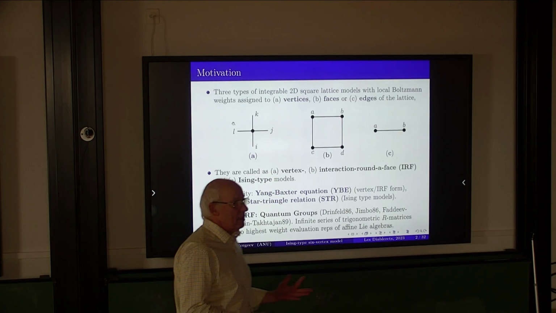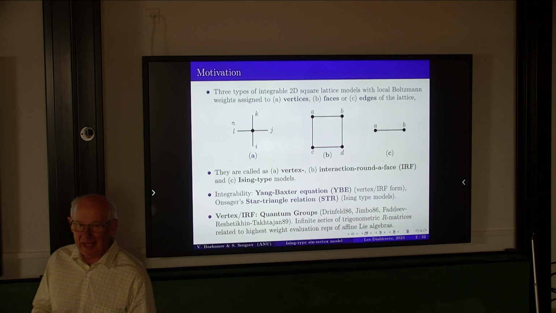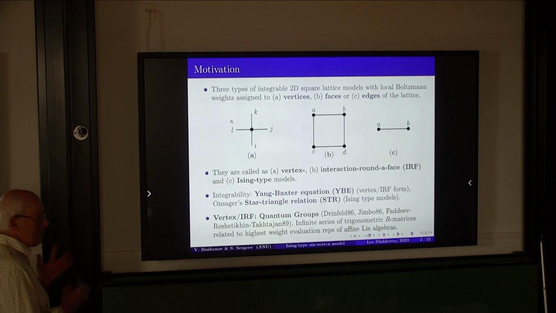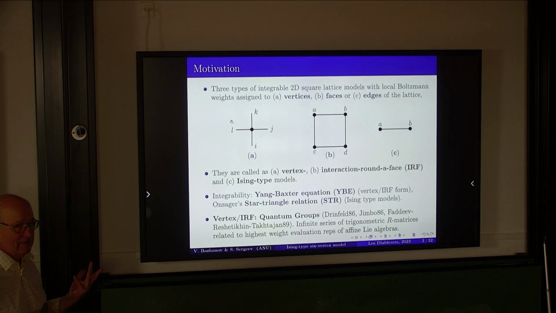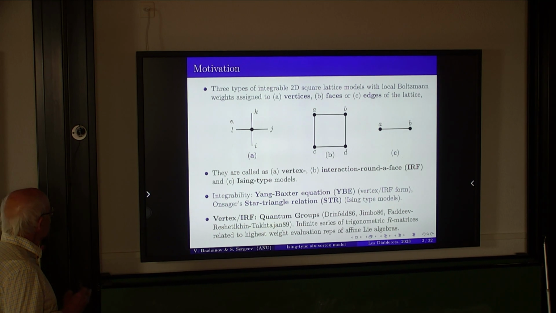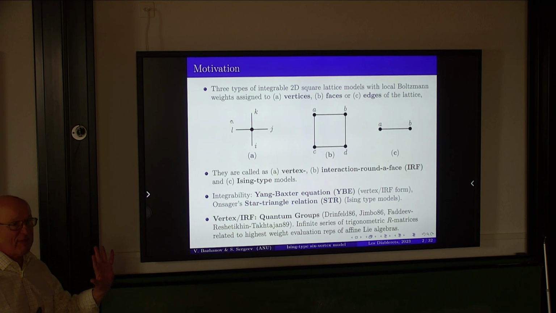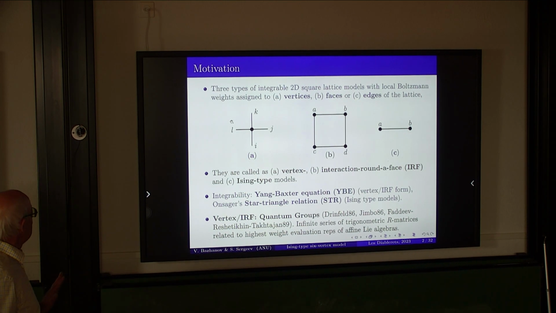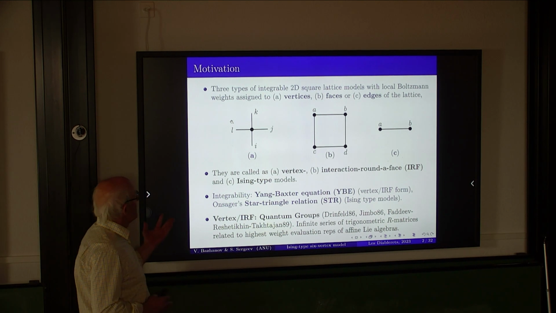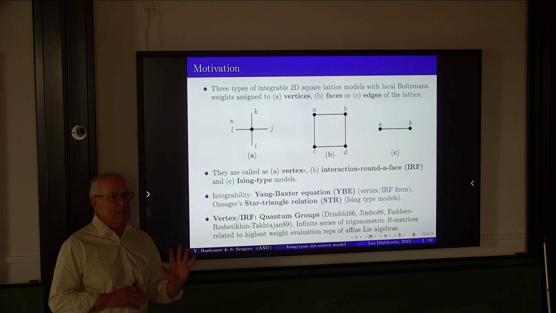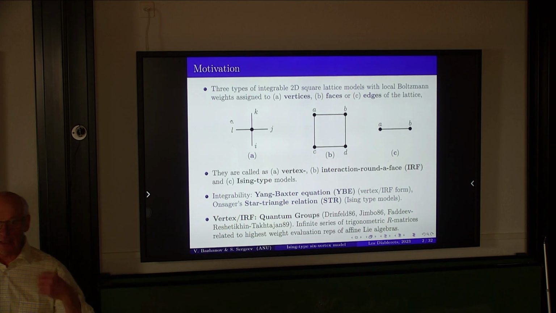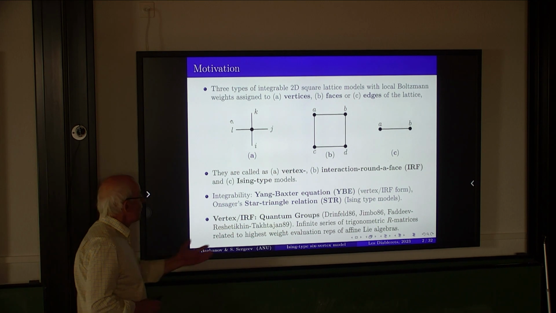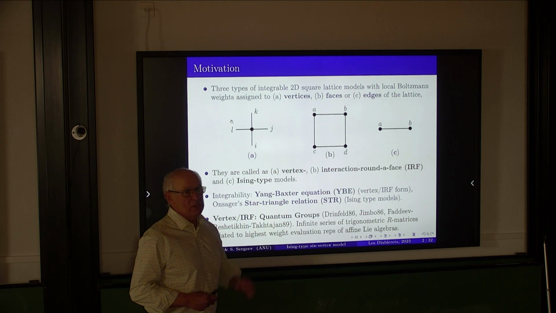We'll be talking about two-dimensional integrable models of statistical mechanics. And for simplicity, let's take the square lattice. There are three different types of model I'd like you to acknowledge. They depend on where you assign the local Boltzmann weights. You can assign local Boltzmann weights to the vertices, faces, or edges.